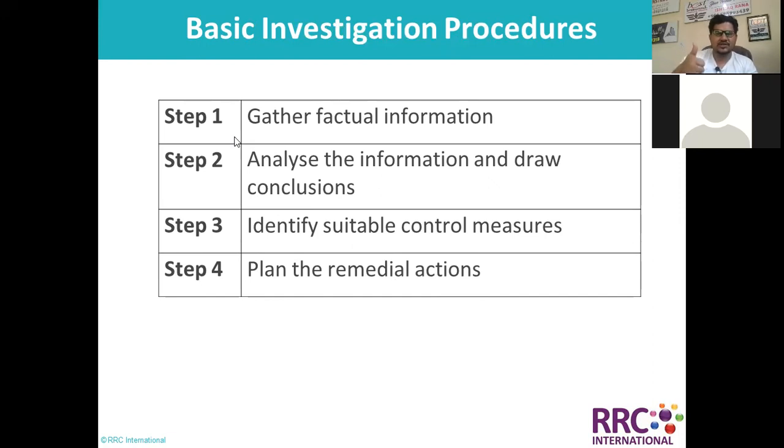Number one is collect the information, but factual information. Step two, analyze the information and draw conclusions. Three is identify suitable control measures, like corrective and preventive actions as per the hierarchy of control. Step four, plan the remedial actions. So these are the four steps for the basic investigation procedure.